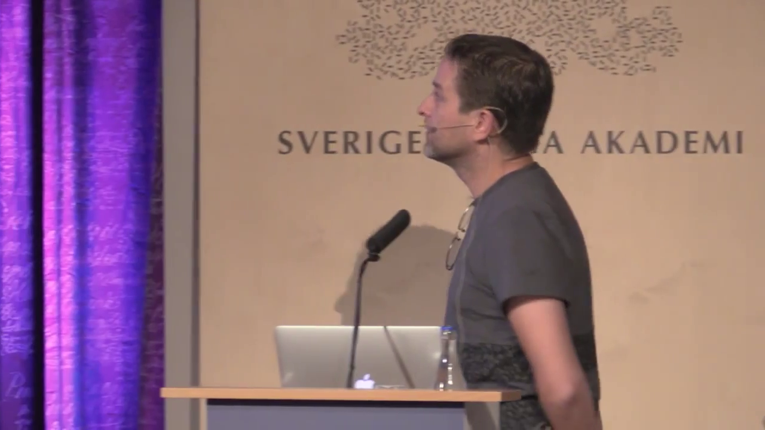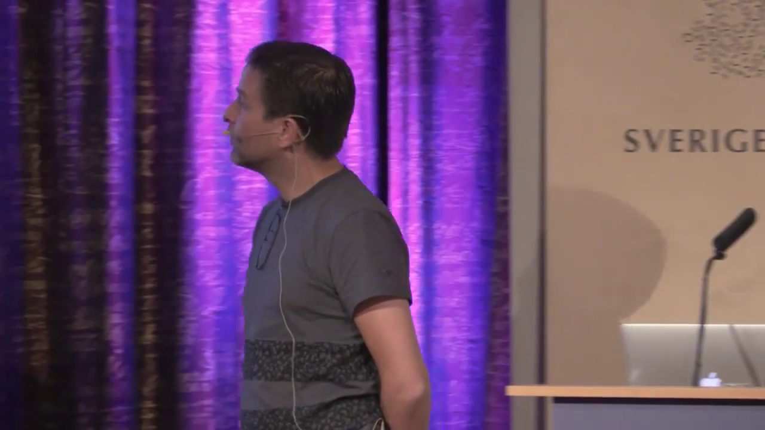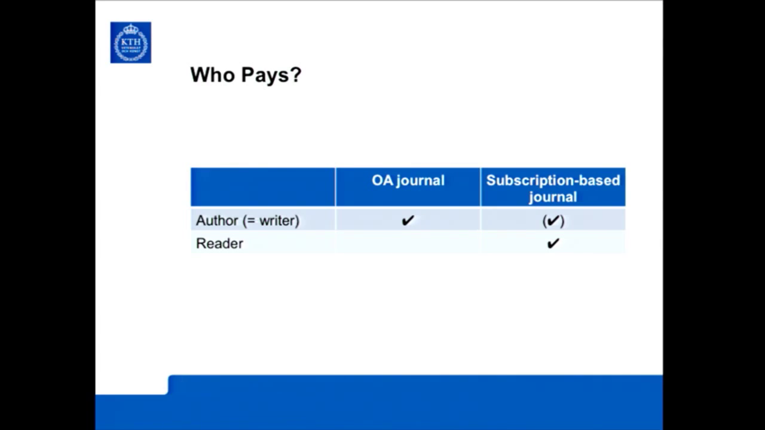So basically you can say it's about who pays. For an open access journal, it's basically the writer, the author, who pays for that. Whereas for a subscription-based journal, it's the reader who pays for those journals. And then in some cases for subscription-based journals, you also have a contribution that needs to be given from the author in order to publish there, so part of the cost or the money comes from there.